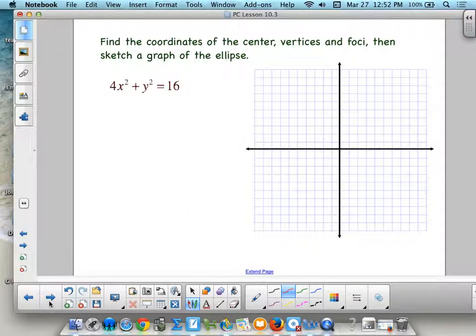We're stuck. Oh, okay, here we go. Find the coordinates of the center, the vertices, the foci. Then sketch the graph. Okay, so here's the deal. They want the center. They want the vertices. They want the foci. Let's go get the center first.